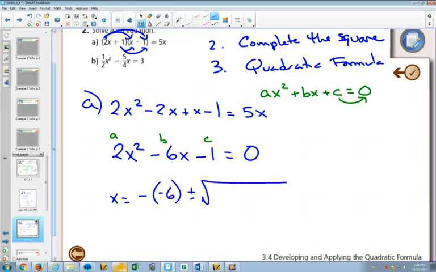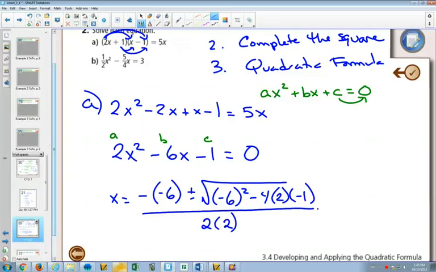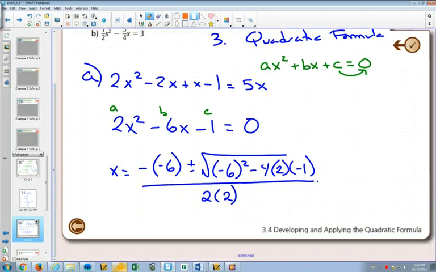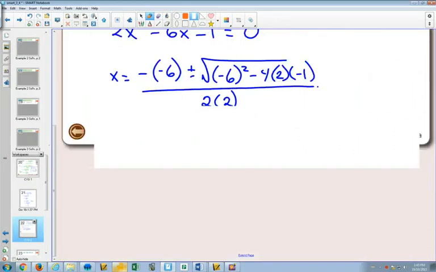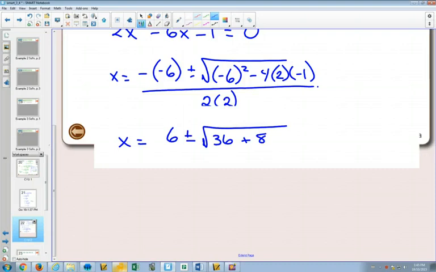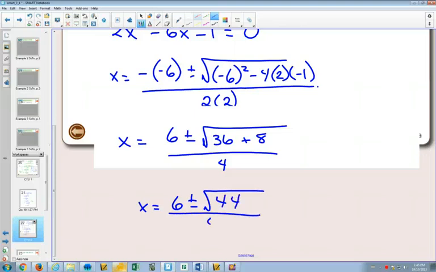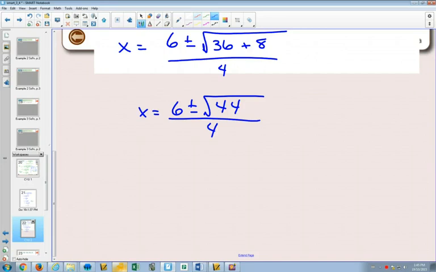Negative b plus or minus the square root of b squared minus 4a, oh, a is 2, c, all over 2a. And now we just have to, negative negative will be positive 6. 6 squared will be 36 plus 8 over 4. So we're almost done. We just have to see if we can simplify this. Can we simplify the square root? Is there a perfect square we could pull out? 4. 4 times 11.